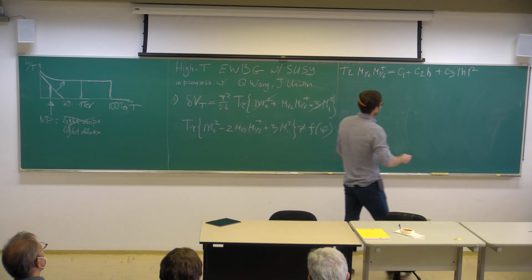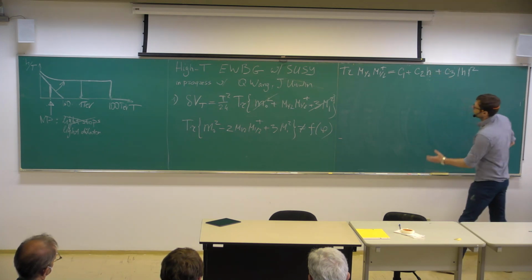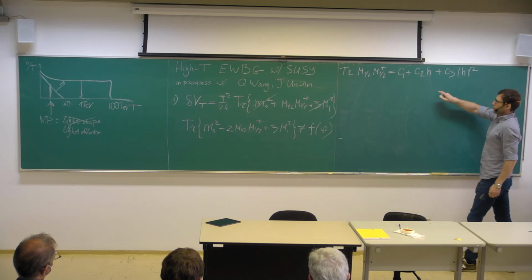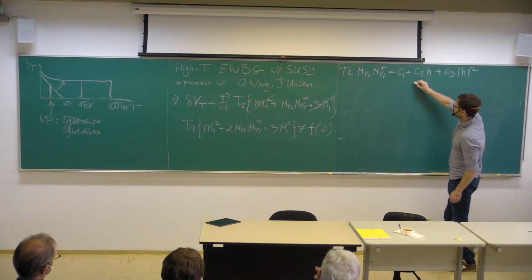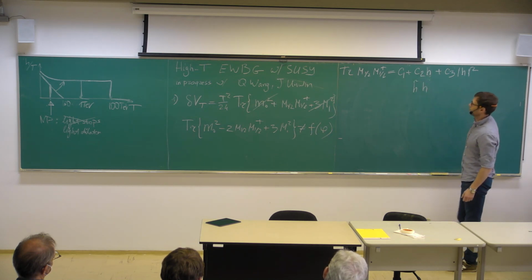Just another comment. So this term C3. You can only have C2 if you have some other field which transforms as a Higgs doublet. So you can write down, let's say, H, some C2 coefficient.